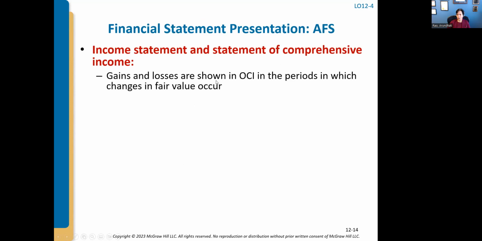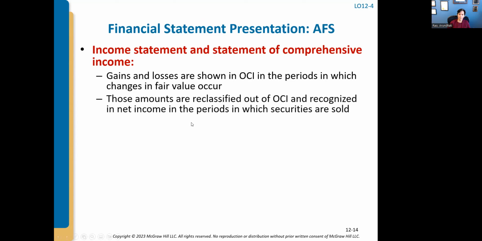So gains and losses are shown in other comprehensive income in the period in which a fair value change occurs. So at the end of the year, if there's a change in the fair value, I put it in other comprehensive income. Those amounts are reclassified out of other comprehensive income and recognized in net income in the period in which it's sold. So I'm parking this unrealized holding gain or loss in other comprehensive income over there. But the minute I decide I'm going to sell it, I reclassify it as trading and then I sell it. So a reclassification is going to happen over here.